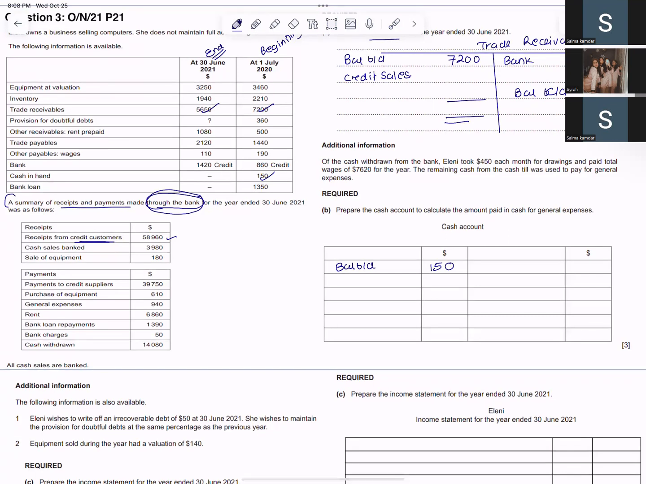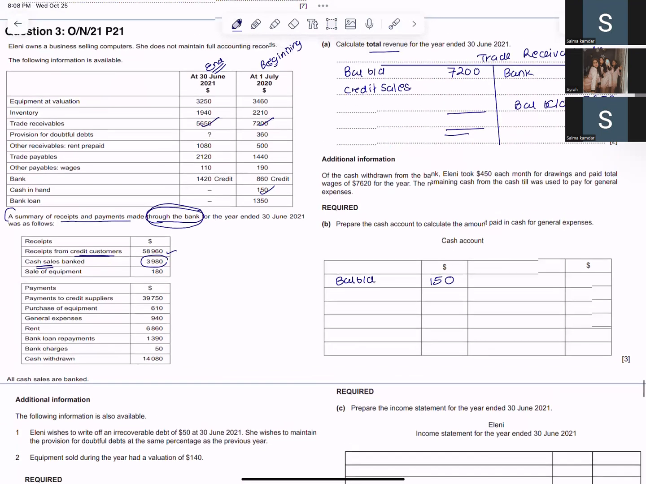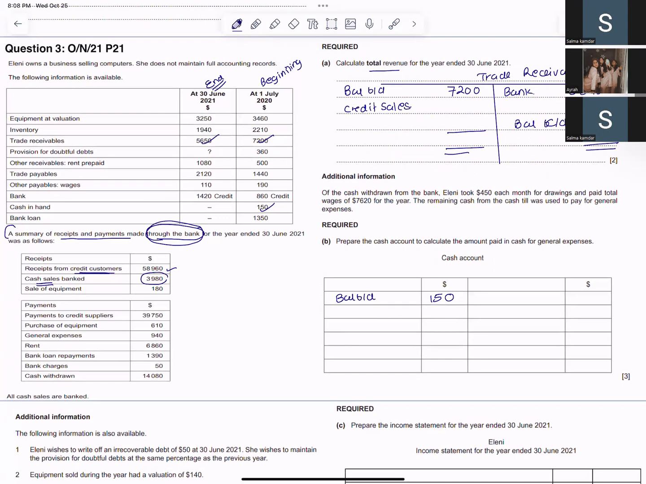You also have cash sales. And you bank them, so they're going out of your cash account. So it'll come on the credit side, and you'll write bank 3980. This is cash sales and this is put in the bank, directly going into the bank.